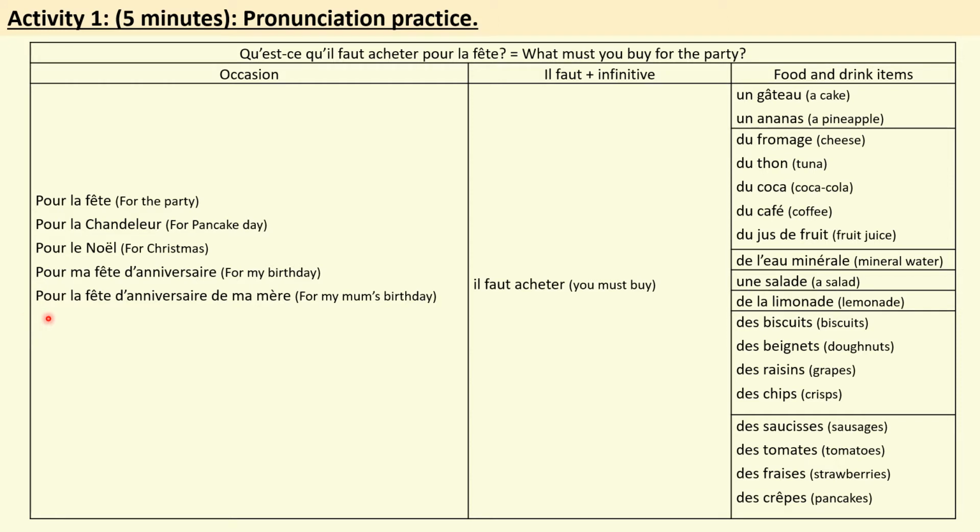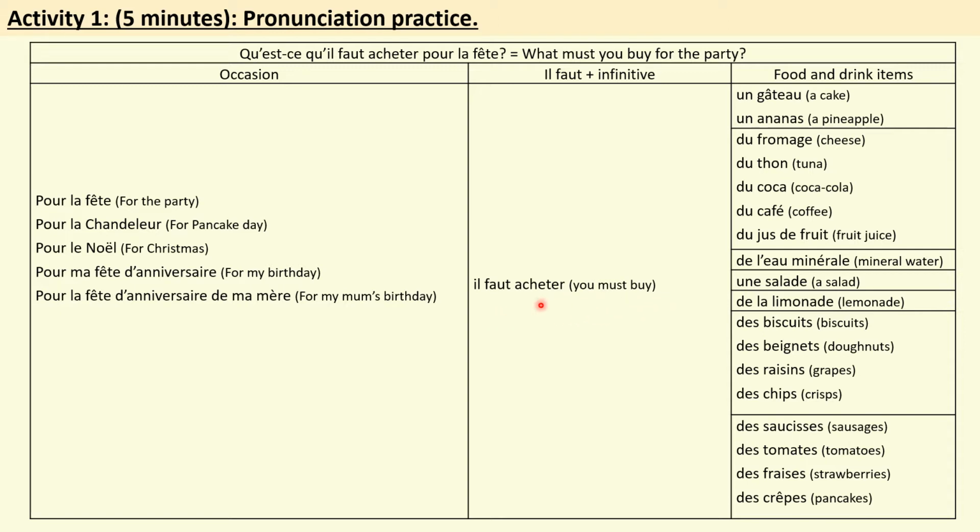Next, for my mum's birthday, écoutez et répétez. Pour la fête d'anniversaire de ma mère. Your turn. And again, pour la fête d'anniversaire de ma mère. Your turn. Good. And then we've got the same sentence, il faut plus the infinitive, which means you must buy here.